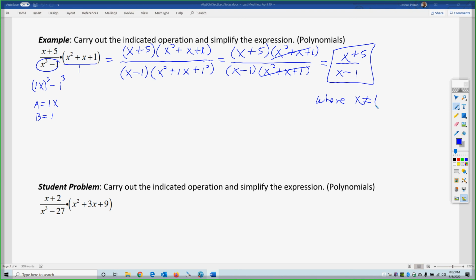And you're probably saying to yourself, what about the trinomial x squared plus 1x plus 1? Well, that gives you two imaginary solutions. You don't have to worry about those. We only worry about the real numbers the domain can't be. All right, pause the video. Try the student problem for yourself.